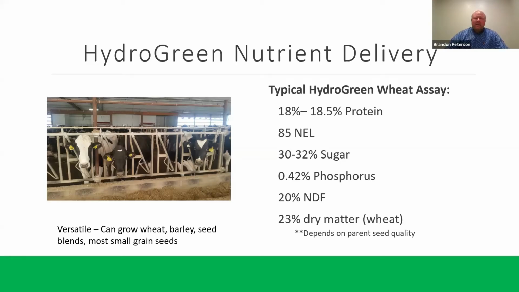If you use barley, it's going to be a little bit lower than that. Each seed type is going to have its own dry matter that you're going to get from that seed. But the neat thing is now we can start blending those seeds and really tailoring the nutrition that you grow on your table for what you need.